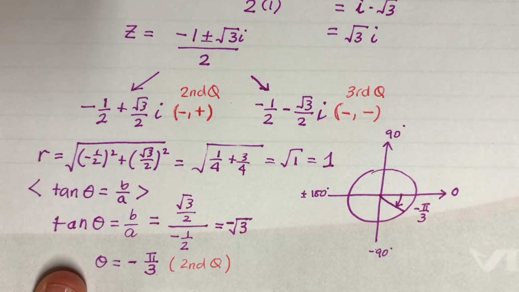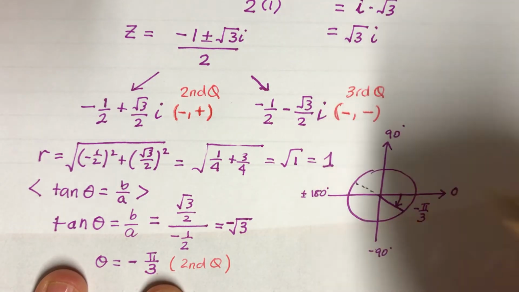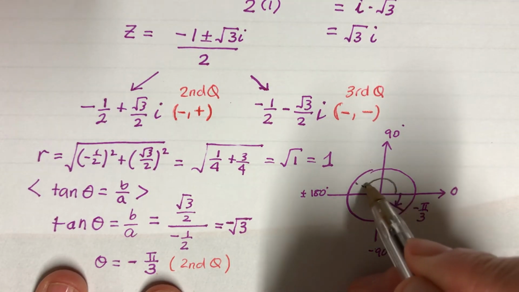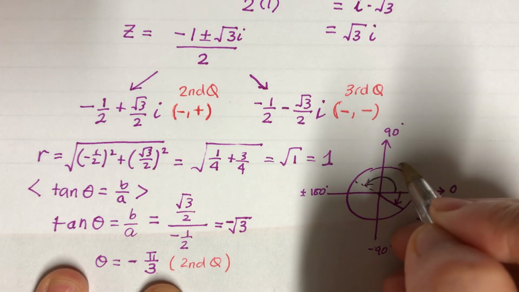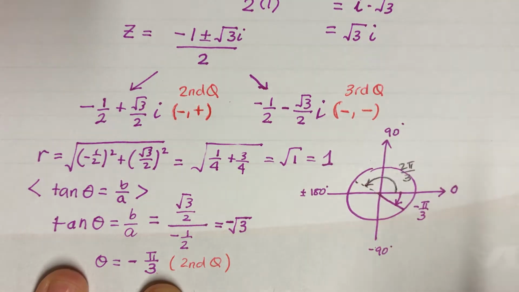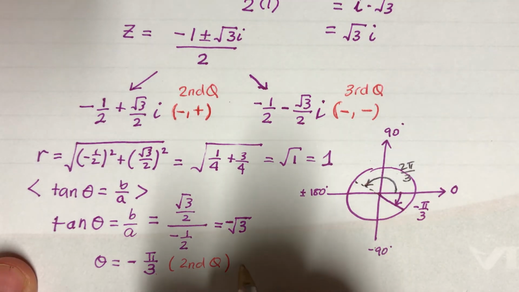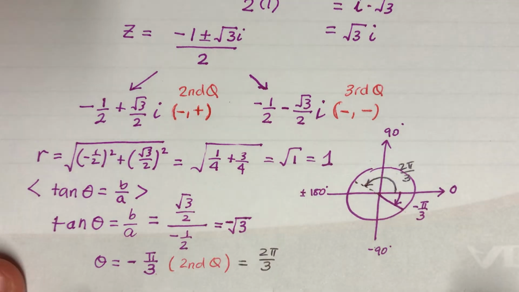So what I'm going to do is this. I'm going to make it this, like that. Okay, so from here and here is my other one. So that is positive 2 pi over 3. So I can change this one to 2 pi over 3.